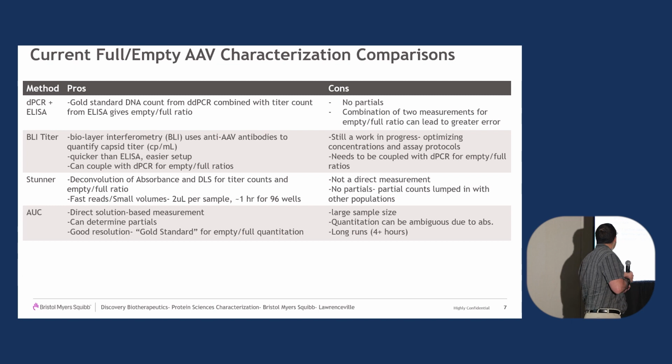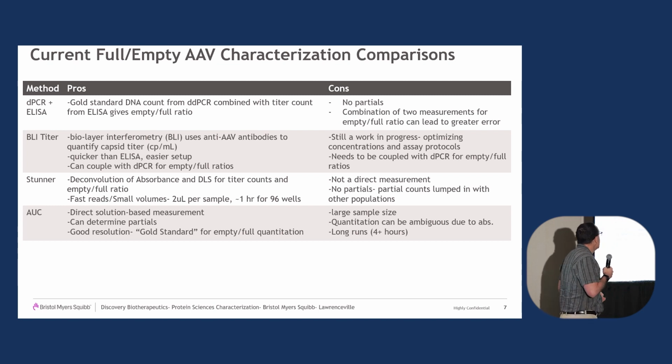We could use biolayer interferometry or an Octet system to use anti-AAV antibodies to quantify capsid titer. Couple this with ELISA, it's a little bit of an easier setup, and you couple this with dPCR for empty-full ratios. This is still something that we're working on and optimizing concentrations, but it's still a pretty tedious experiment, plus you're still going to be coupling with two different experiment types.